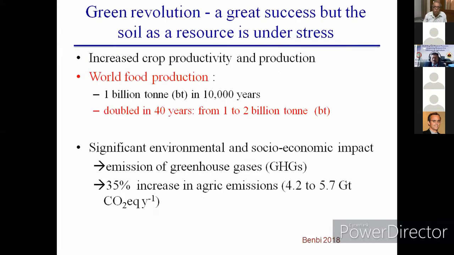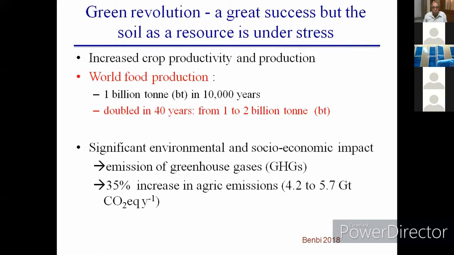As you know, soil as a resource is under stress. Why is soil as a resource under stress? We at one time were starving. We had very limited access to food, and this was a global phenomenon, not only in India. India was one of the countries. And then there came a concept which was called the green revolution. And this green revolution was basically a great success. And we know it very well in India.